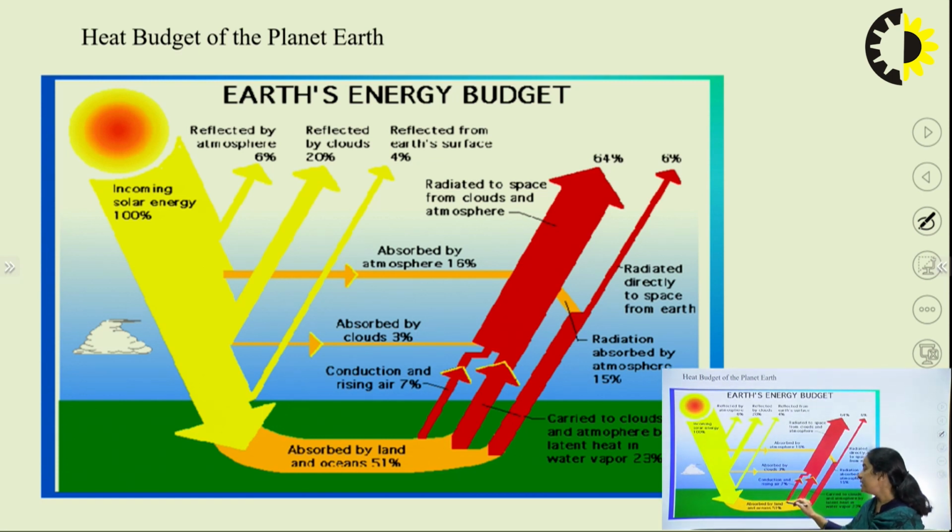Then conduction and rising air will be taking 7%. Then the total radiated back to the space from cloud and atmosphere is 64%. Then 6% will be radiated directly to the space from the Earth. Radiation absorbed by the atmosphere is 15%, and the energy carried to cloud and atmosphere through the latent heat in vapor is 23%. So this is the heat budget of the Earth.